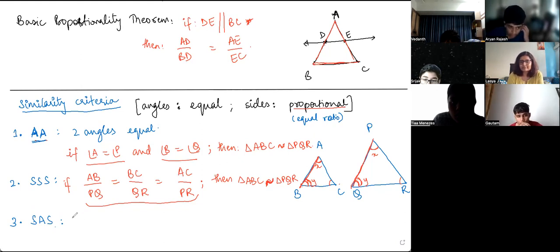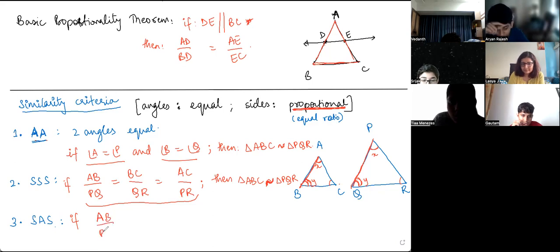Yeah, Aryan. Hello. So first we would prove AB is equal to PQ, and then we'll have to prove angle B is equal. Wait, Aryan, it should be proportional, not equal. Oh, sorry, ma'am. They have to be proportional. AB by PQ and then angle B is equal to angle Q.